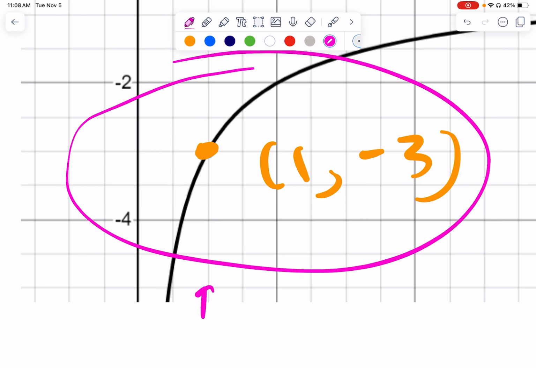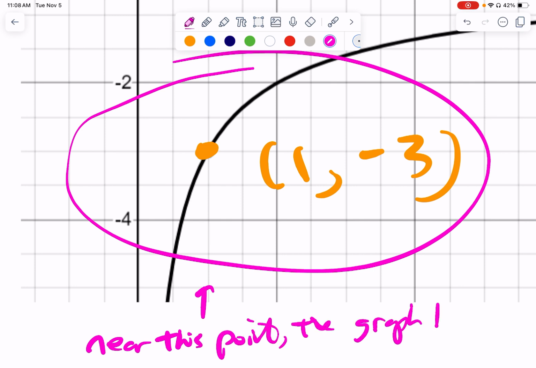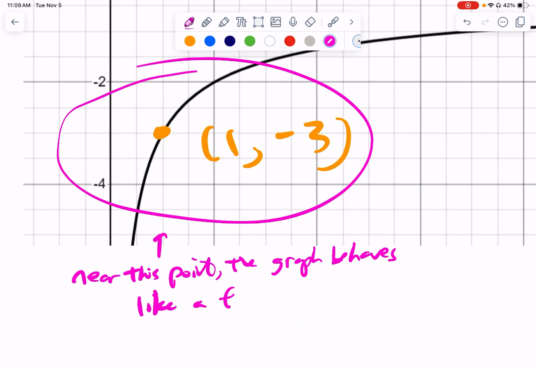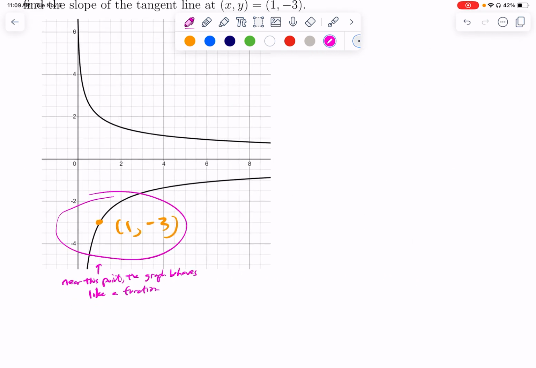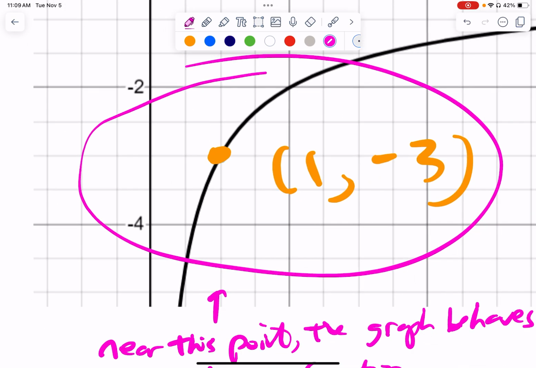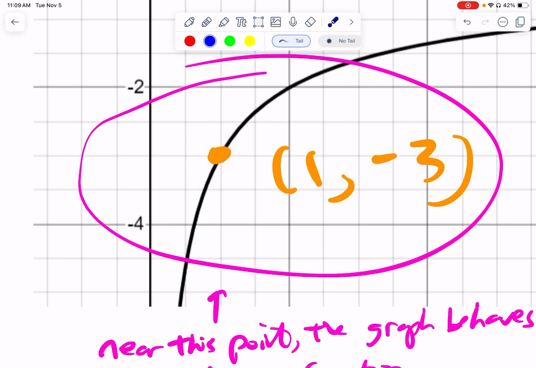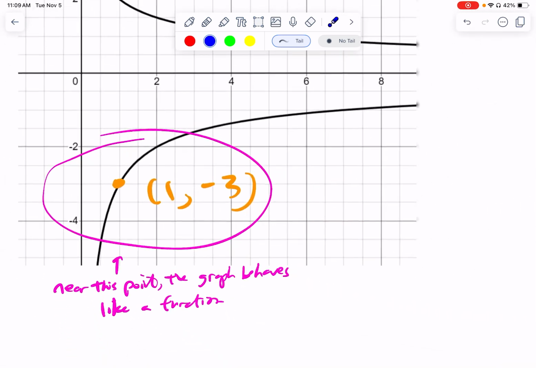a certain point, it looks like a function. The graph behaves like a function. And that's enough. Yes, if we zoom out, we see violations of the vertical line test. But if we zoom in, we're noticing nearby, no vertical line crosses the graph more than once. And that's okay, right? So we're not really saying y is always a function of x. We're just saying nearby y behaves like a function of x.